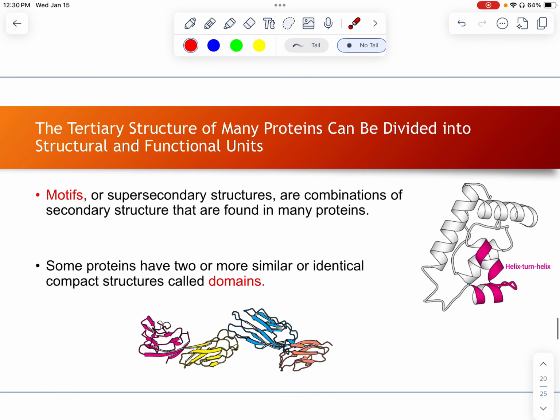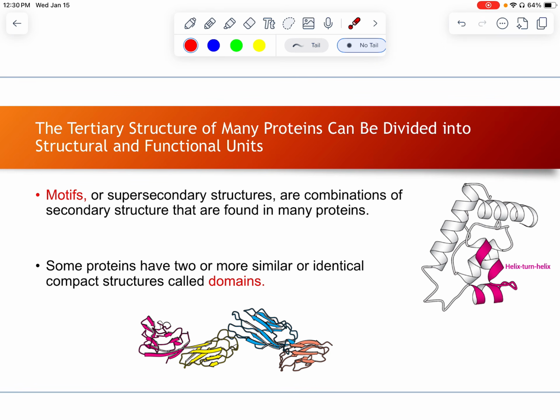Okay, a couple things, just other vocabulary we want to talk about. A motif or super secondary structure are combinations of secondary structures that are found in many proteins. So, for example, within this larger protein, we see this helix section and then this turn and then the helix section. So this helix-turn-helix would be a motif that we would see repeated in a lot of different proteins.